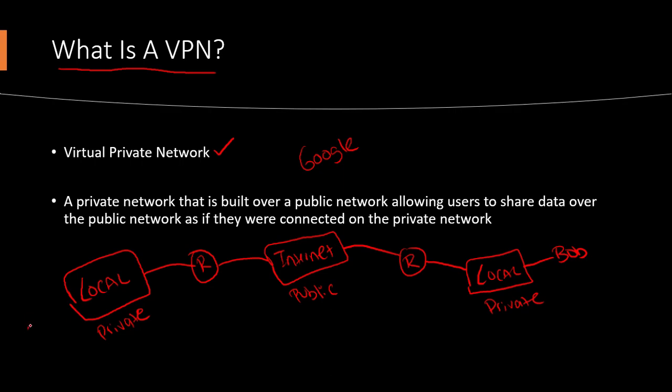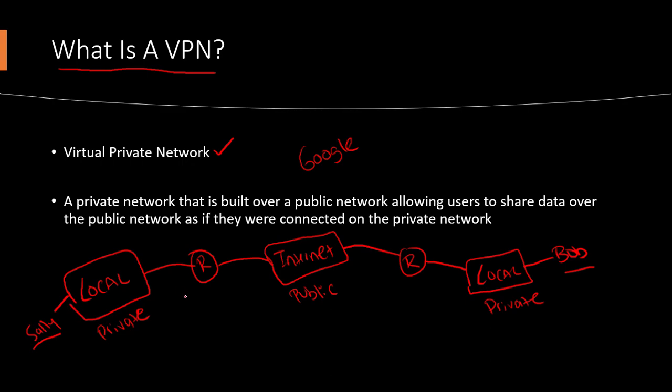Now, what if Sally is connected to this local network here? Well, she would also be able to connect to Google because this local network has a router that connects them to the public internet where Google is located. But let me ask you this. What if Sally wants to send some data to Bob? Or what if Bob wants to send some data to Sally?